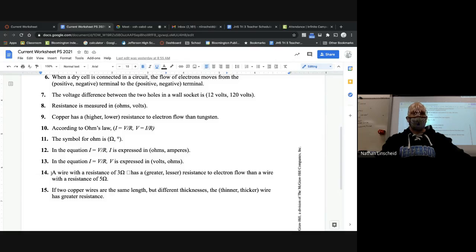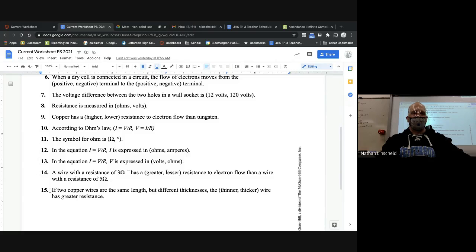All right, number 14, a wire with a resistance of 3 ohms has a greater or lesser resistance to electron flow than a wire with a resistance of 5. Lesser, right? Yeah, don't overthink that one. That one hopefully is pretty straightforward.